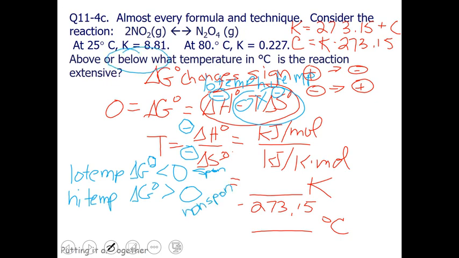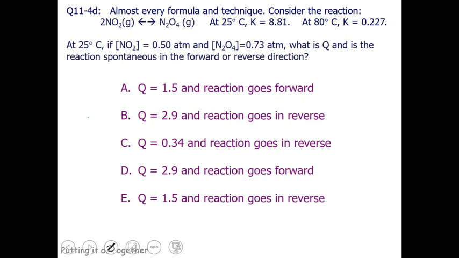So below the temperature we determine, the reaction will be extensive, which is similar to saying it is spontaneous in the forward direction at standard state. Now let's look at non-standard conditions. So suppose we are under conditions at 25 degrees Celsius where the NO2 is 0.5 atmospheres and N2O4 is 0.73 atmospheres. We want to know what is the value of Q and is the reaction spontaneous in the forward or the reverse direction.